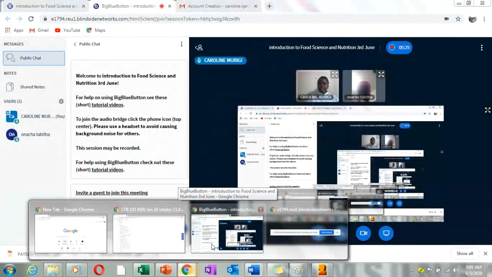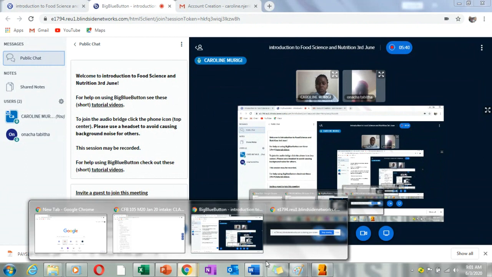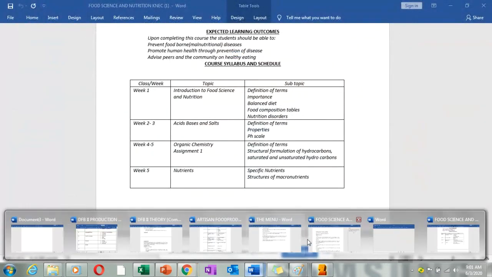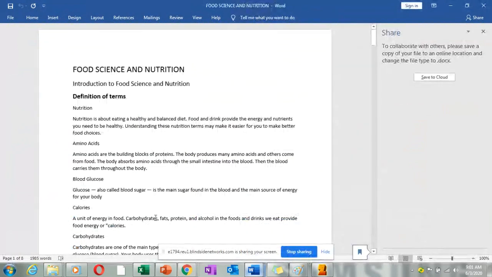Okay, so now we are going to go straight into the topic, and first of all discuss the definition of terms. You'll find that sometimes we are going to keep on repeating them every other day, and that is what we are going to look at today.